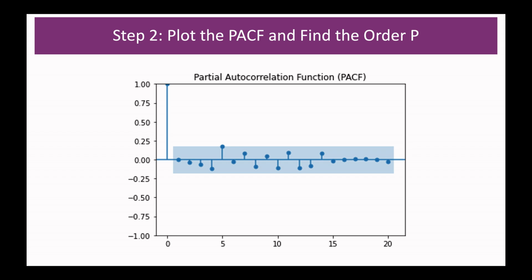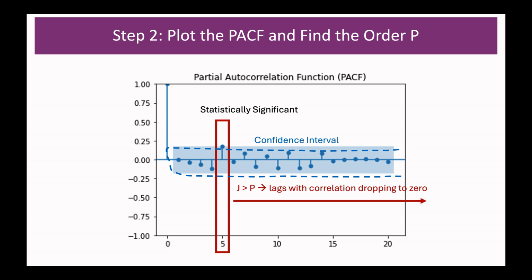Notice that the last statistically significant lag above the confidence interval is lag 5. All lags after 5 are statistically insignificant, as their values fall below the confidence interval. Based on this analysis, we conclude that the optimal value of P for the AR model is 5.